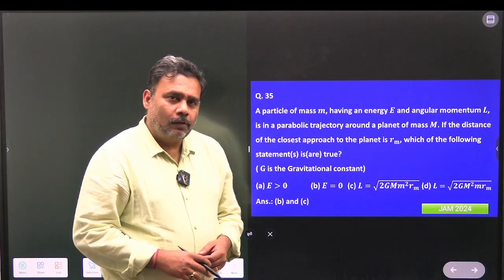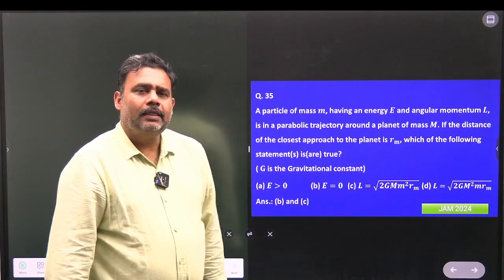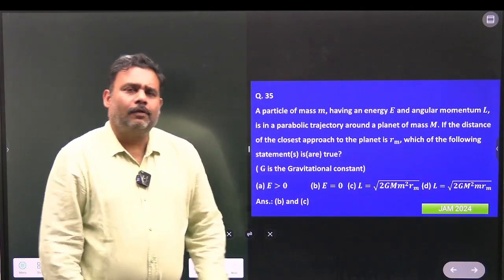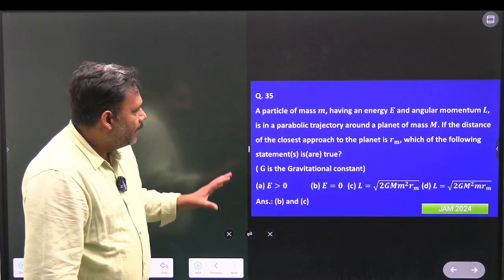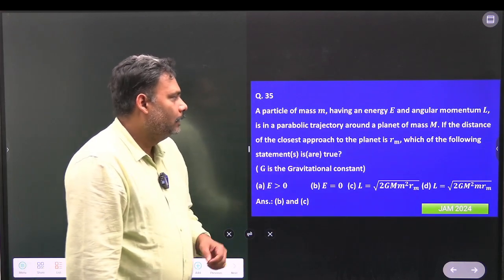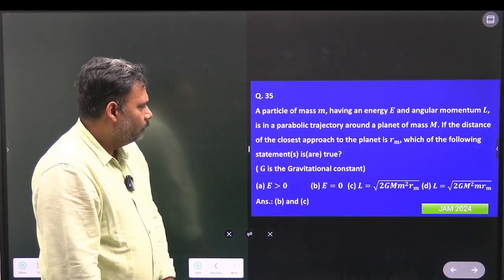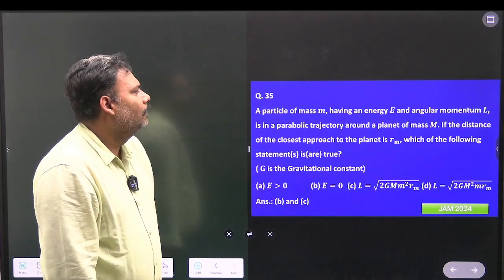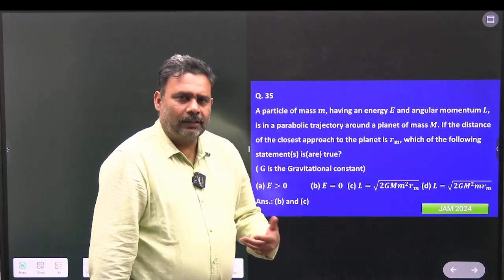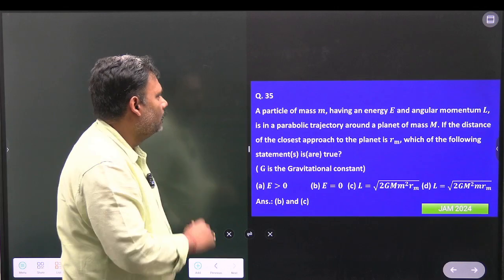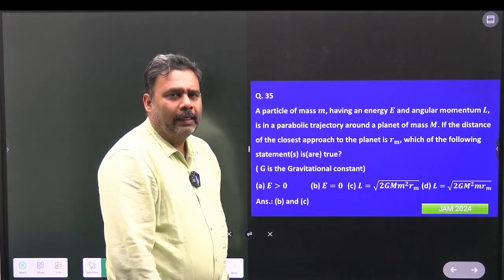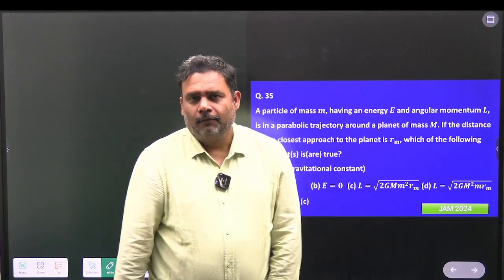Hello students, let's try to solve one very conceptual question from the IIT JAM examination. This problem is from the central force problem, and it's very conceptual and very simple. This is an MSQ, multiple select type question, question number 35, and it came in IIT JAM 2024.